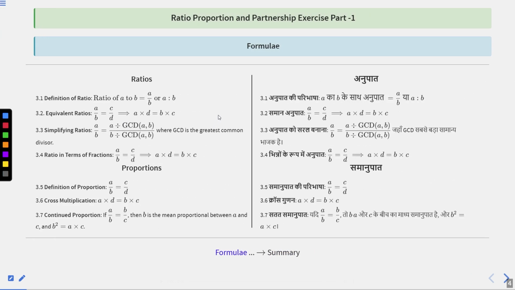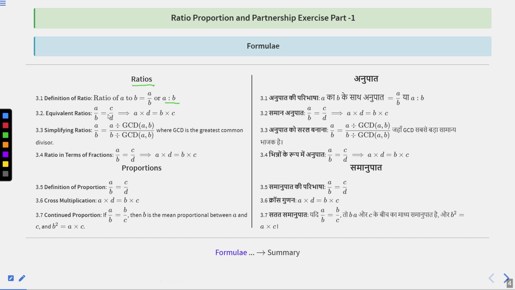Now first we see some formulas of ratios. Ratio: if it is given A to B, how can we write it in ratio form? In fraction form A upon B, or in ratio form A ratio B. Clear? Equivalent ratio, what does it mean? It means A upon B is equal to C upon D.